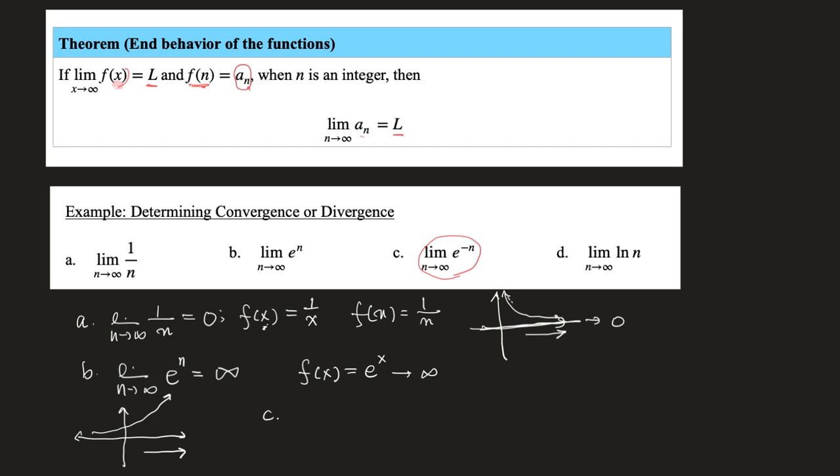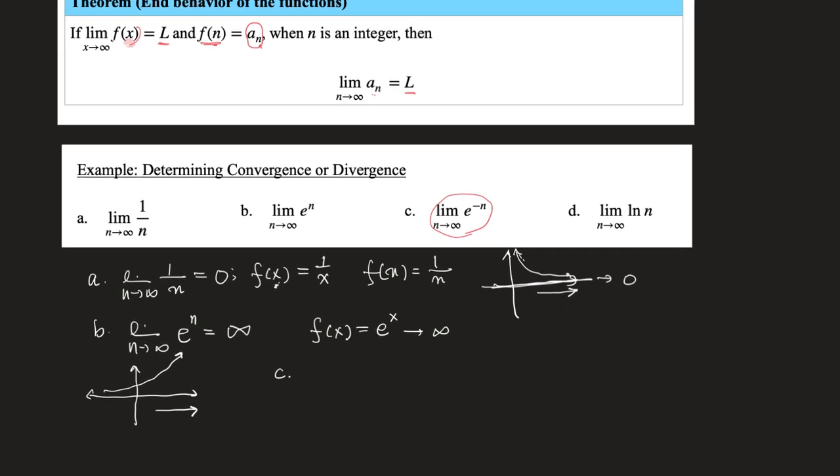Let's go to C. The limit as n approaches infinity of e to the negative n. So f(x) is the e to the negative x graph. Everyone remember the e to the negative x graph? It looks like this direction. What kind of end behavior does this have? As x approaches infinity, it approaches the horizontal line equal to 0. So this sequence goes to 0.